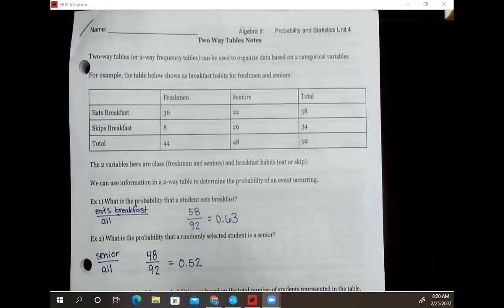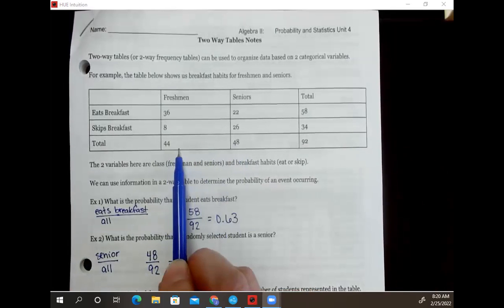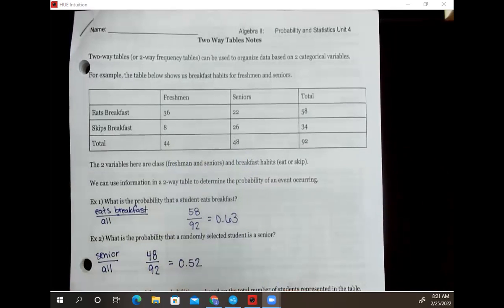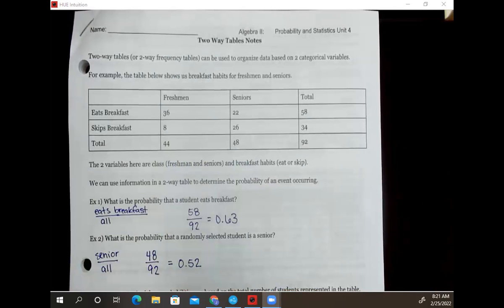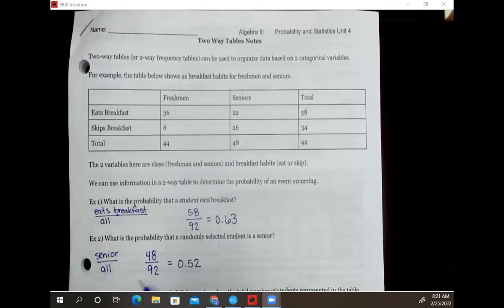And again, I'm going to leave this as a decimal rounded to 2 places, but this means a little over half of the students that I surveyed are seniors, which should also make sense based on the totals that I got here for freshmen and seniors. Pretty close, 44 and 48, a little over half of them were seniors. Now, I want you to notice that both of these initial probabilities were based out of everybody. If I looked at my whole group of students, if I had them all in a room, and I just selected someone at random. For the next few probabilities, we're going to look at something called conditional probabilities.